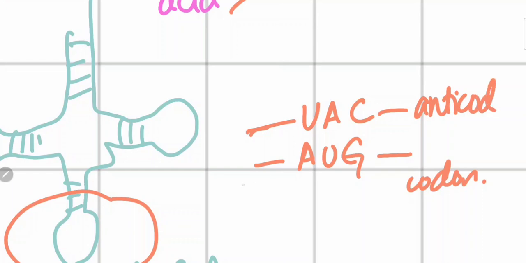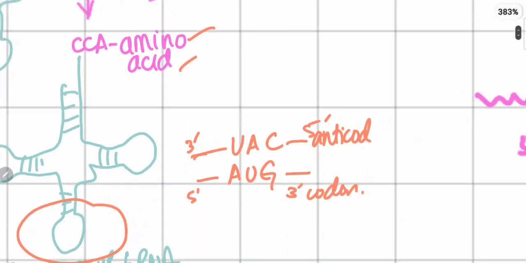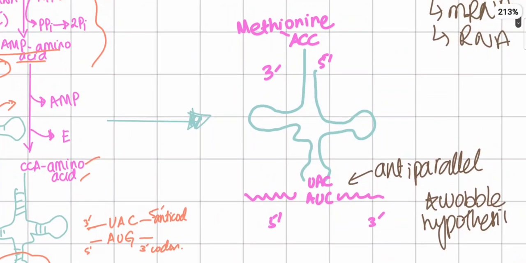So as you know, this was 5' to 3'. This is going to be anti-parallel. This is going to be 3' to 5'. Okay, that's that. And this is our charged methionine. This is our charge. You see, this was AUG, right? It was AUG. UAC, it was complementary, and then there was methionine.